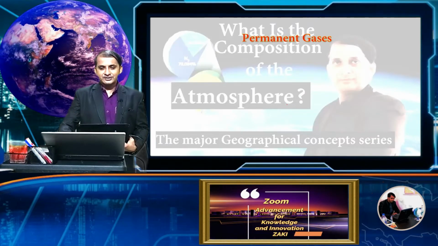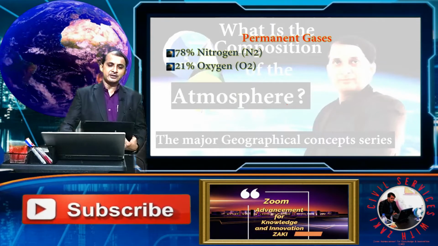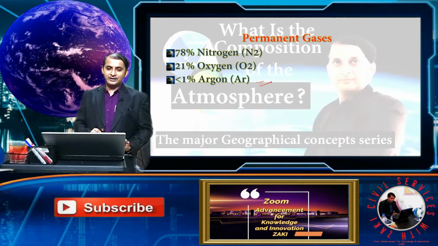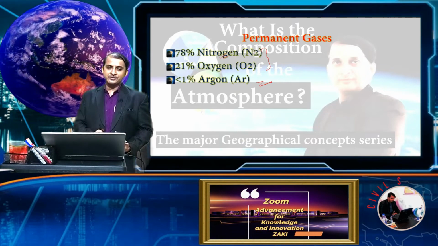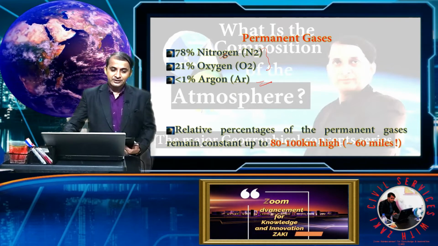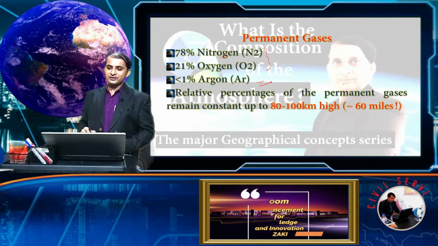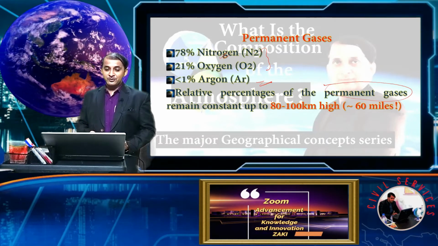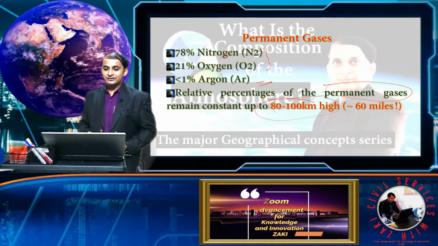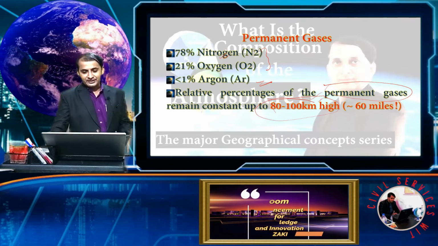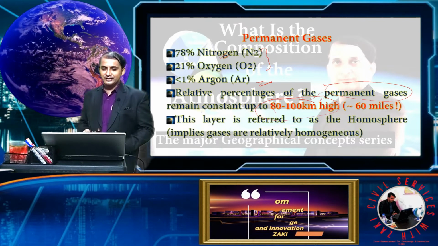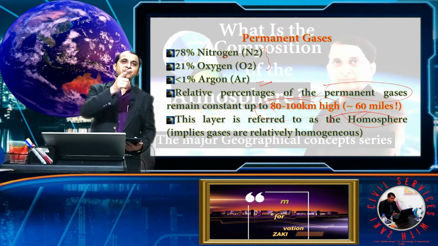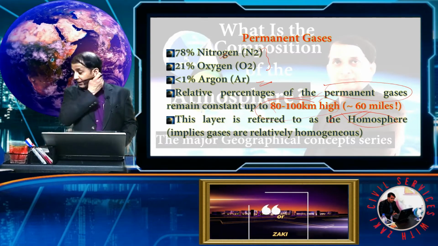So we have discussed the permanent gases and the variable gases. The permanent gases are oxygen, nitrogen and argon: less than 1% argon, 21% oxygen and 78% nitrogen. The relative percentages of these permanent gases, 78% and 21%, hold up to 80 to 100 kilometers high. It means they are present in the homosphere, which is why this layer is called the homosphere. If you want to know more, watch my previous video about the homosphere and heterosphere.